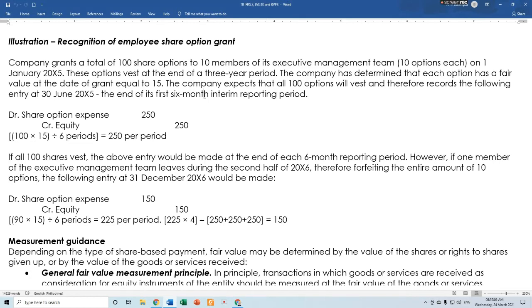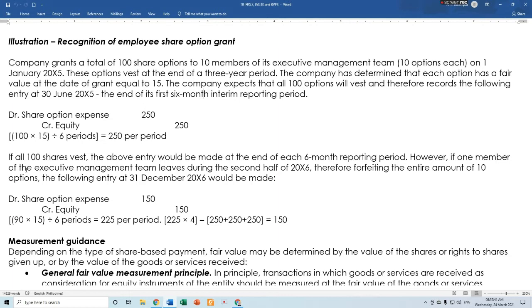Next tayo, ito sa entry na to. If all 100 shares vest, the above entry would be made at the end of each 6-month reporting period. However, if one member of the executive management team leaves during the second half of 20x6, therefore forfeiting the entire amount of 10 options, the following entry on December 31 would be made. So, gagawin natin, syempre, ang basis na lang natin ngayon, based on 90 na lang, di ba? Kasi wala na yung isa. Wala na yung isang employee na tatanggap ng 10 options dapat.